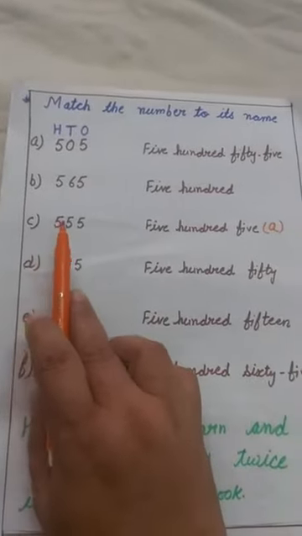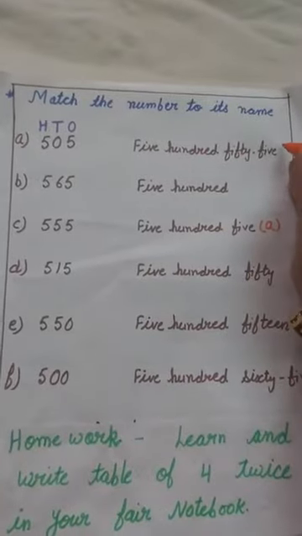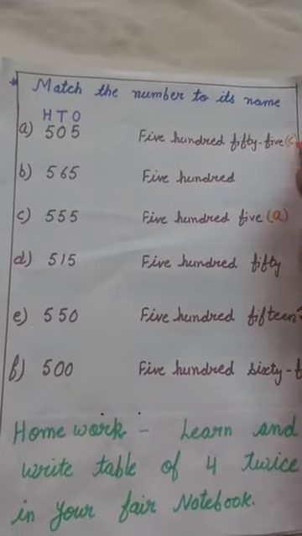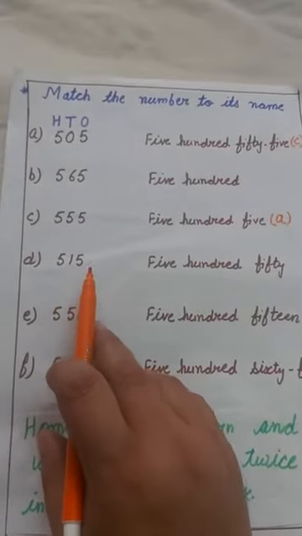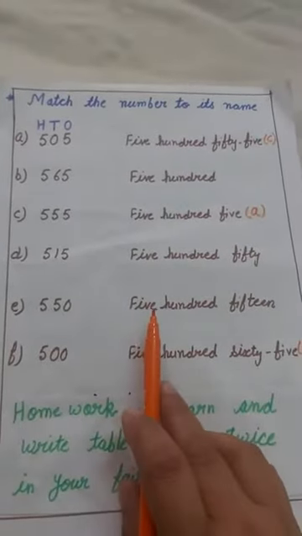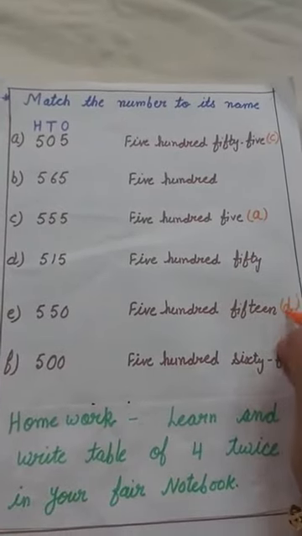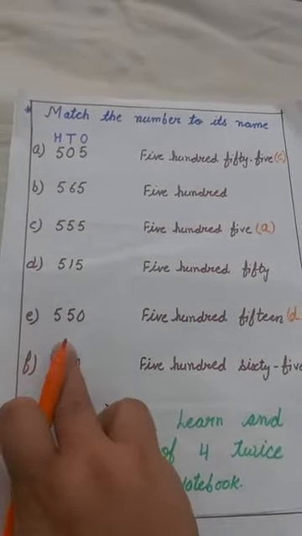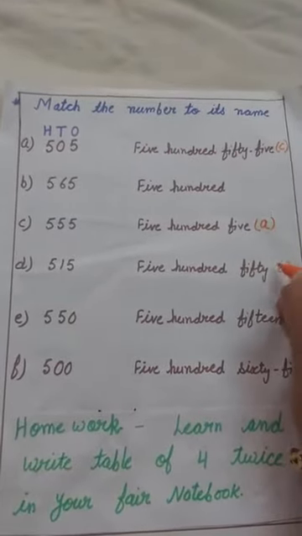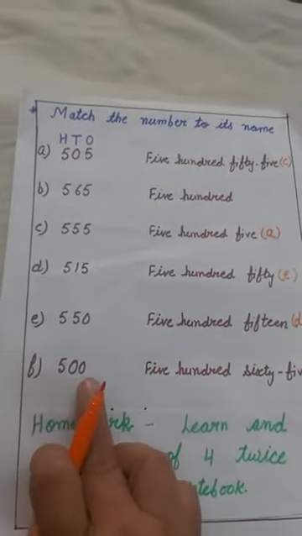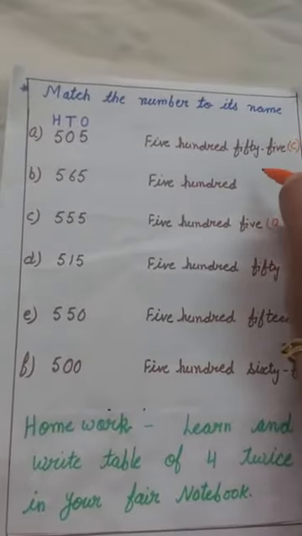Now 555. It is written at the first number. So we write C. 515. Where it is? Yes, this is 515. So we write D here. 550. It is 550. And 500. There is no ones and tens place. So it is written here.